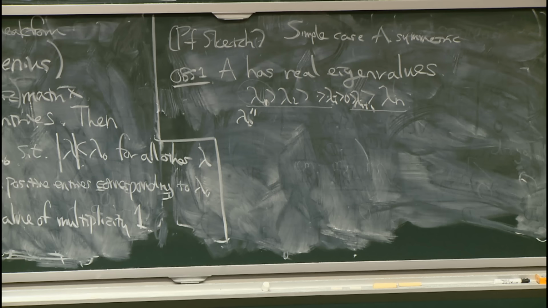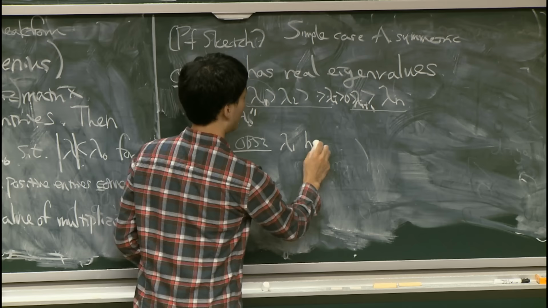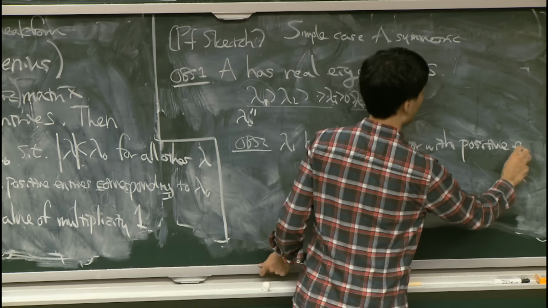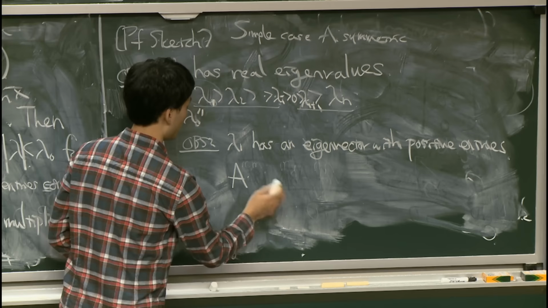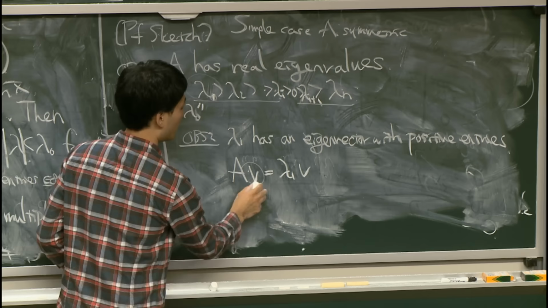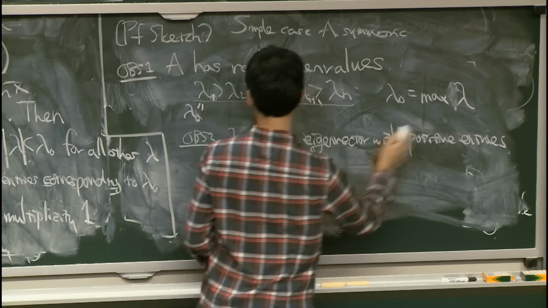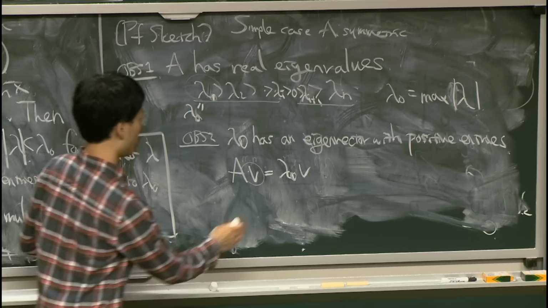So why is that the case? To see that, you have to go through different steps. So we go into observation 2. Look at lambda 1. Lambda 1 has an eigenvector with positive entries. Why is that the case? That's because if you look at A times V equals lambda 1 times V, let me state it this way. Lambda 0 is the maximum of all lambda. Okay, that's not entirely correct. Lambda 1.